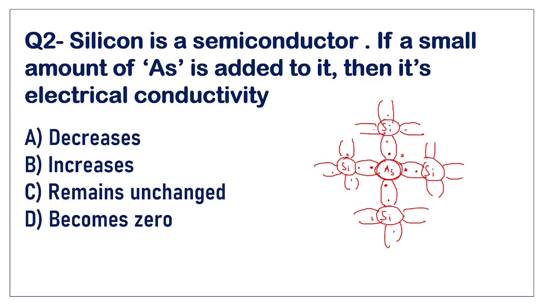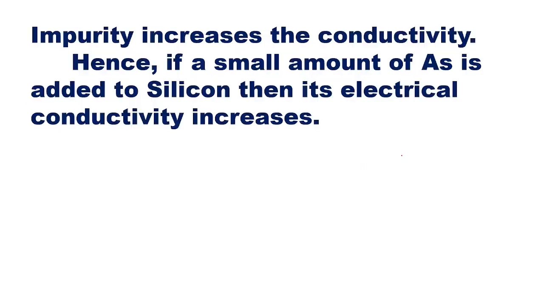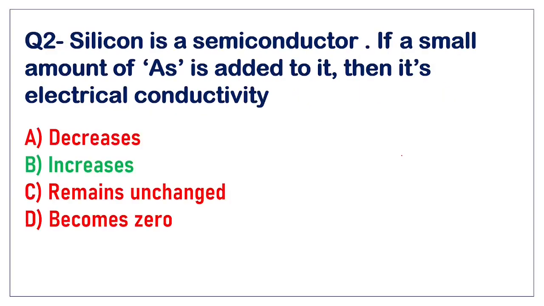As far as this question is concerned, if a small amount of arsenic is added to it, then its electrical conductivity will increase because you're increasing the number of electrons. So option B will be the right answer here. The impurity increases the conductivity of a pure semiconductor. Hence, if a small amount of arsenic is added to silicon, its electrical conductivity increases. So option B, increases, is the right answer. Then we'll go to the next question.